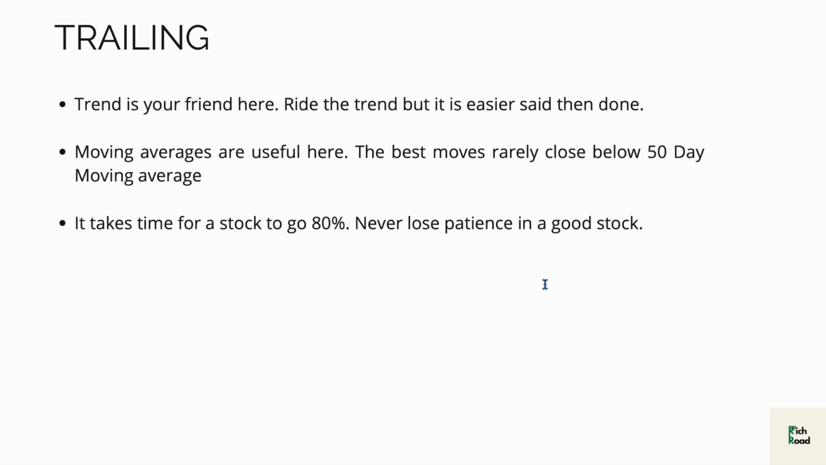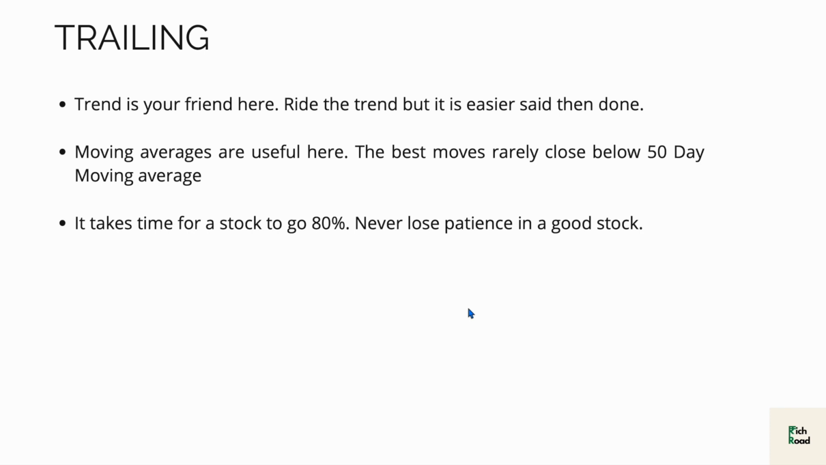So here trend is your friend, and moving averages are one of the most useful indicators. And if you observe, as we will in just a few minutes, the best moving stocks really close below their 50-day moving average. That is something you will observe. And always remember, it takes some time for a stock to go 80%. Stocks don't go 80%, 100% just like that. It will take a couple of months, 3 months, 4 months for a stock to go 80%.